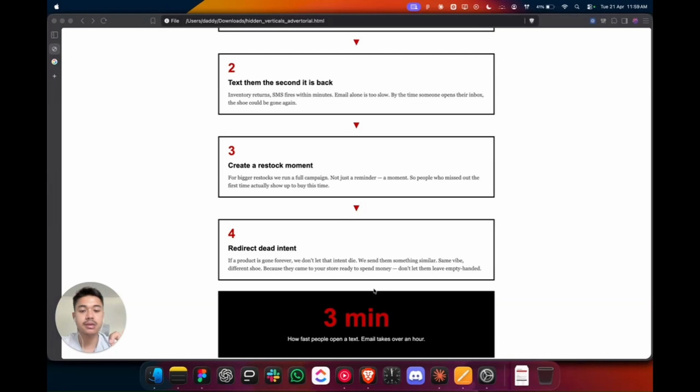Number 4 is redirect their intent. We send them something similar, same vibe, same shoe, because they came to a store ready to spend money and we don't let them leave empty-handed, right? We send them to check out products of a similar vibe, and if they like it, they can just buy it. If not, they can wait for the product to restock and buy it then, right?